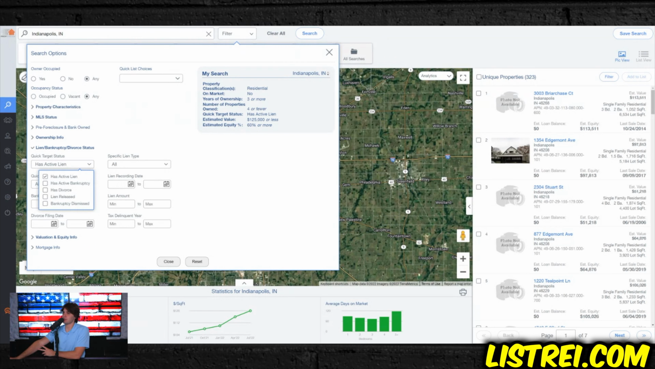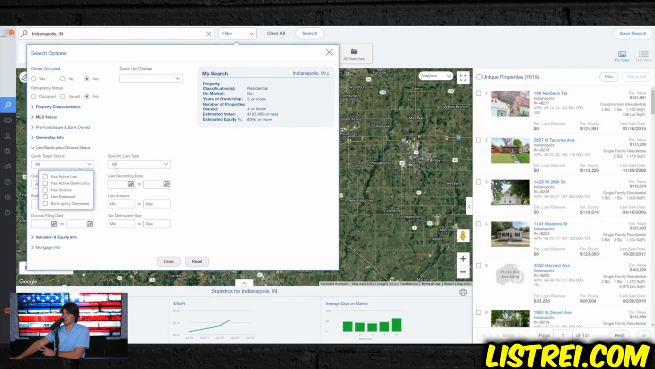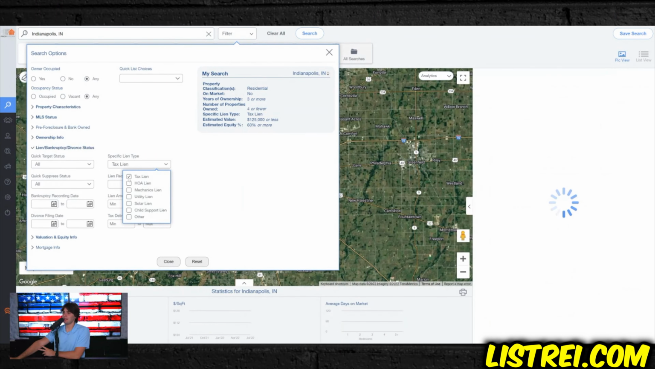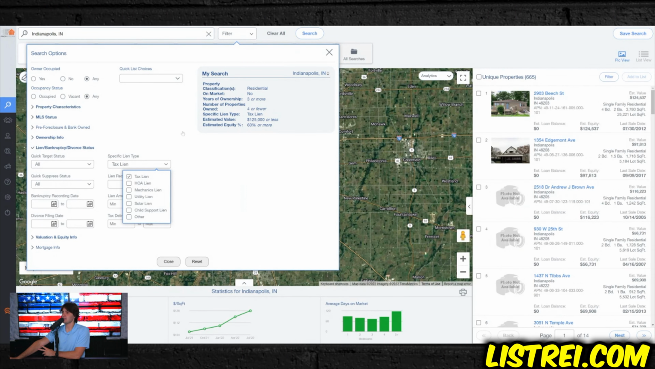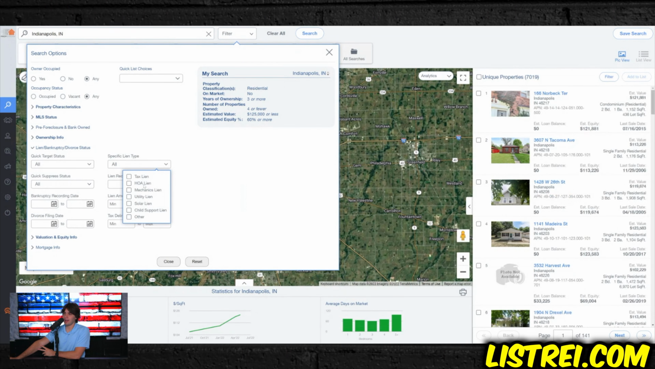Let's say I want to do a reverse drawing for dollars or something like that. So I'm going to get rid of this. I can go buy the lien. A tax lien is going to be people that are behind on their taxes, right? That's a pretty good one. I don't like HOA mechanics.